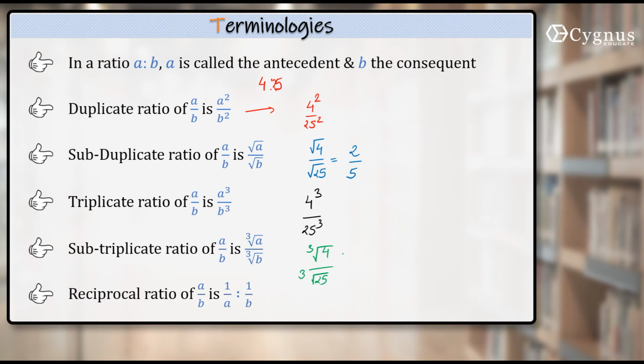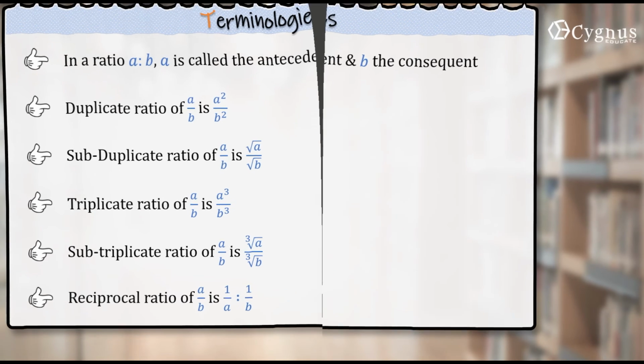Reciprocal of A by B. That means inverse ratio. We know that. A by B, the inverse ratio would be 1 by A is to 1 by B.